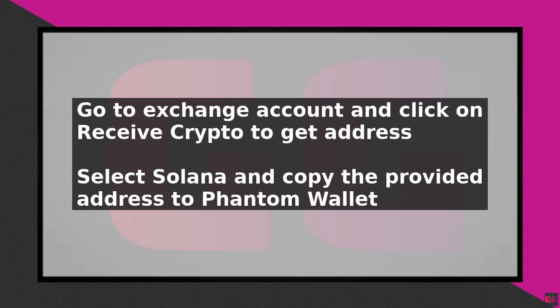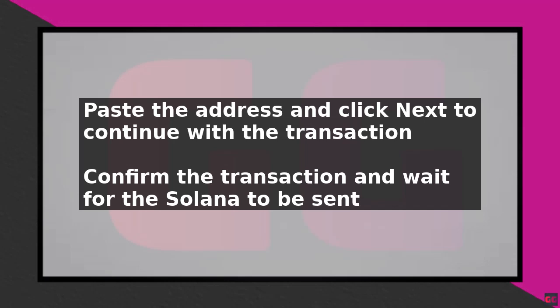To get the recipient's address, go to your exchange account, click on Receive Crypto, select Solana, and you'll be provided with an address. Return to Phantom Wallet, select the amount of Solana you want to send, paste the address you received, and click Next to continue with the transaction.